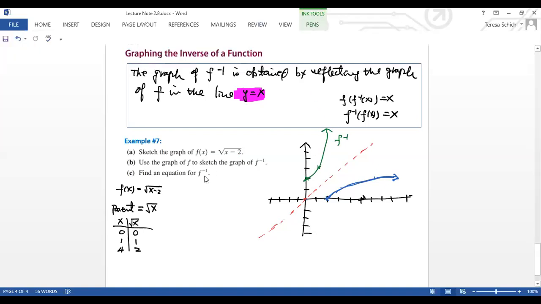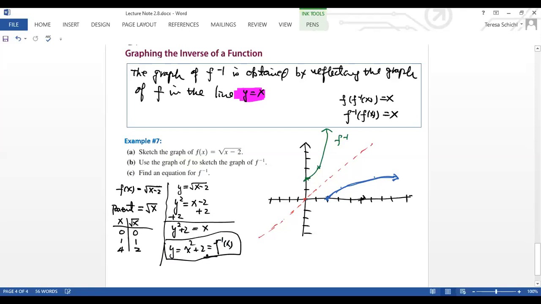Okay, so now let's try to solve it algebraically. We say y equals the square root of x minus 2. Now solve for x, square both sides. So it's y squared equals x minus 2, then plus 2, plus 2. So I have y squared plus 2 equals x. Then what is the last step? I switch the x and y, right? So I have y equals x squared plus 2. So what is this? This is f inverse of x.